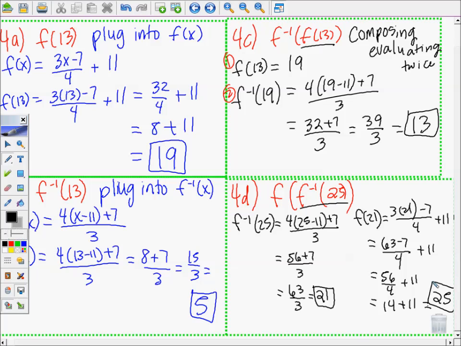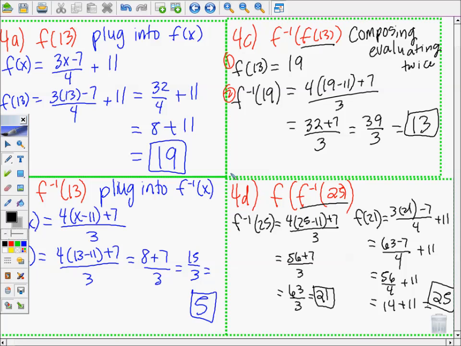All right. How many people got 25? Oh gosh. Okay, if you got 21, that means you only did half of the problem. Okay? So composing means that you're evaluating how many times? Twice. You have to evaluate twice. So I evaluate the inside first, right? The answer I got from my inside, I'm going to substitute into the outside. And then I evaluate the second time.